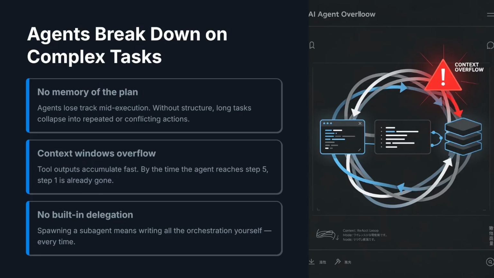You know that feeling. You build an agent, give it a complex task, and halfway through it just forgets what it was doing. The context window fills up with tool results, there's no plan and no structure. And if you wanted to delegate work to a specialized subagent, you're writing code orchestration yourself. Today we're fixing that with a single function call.